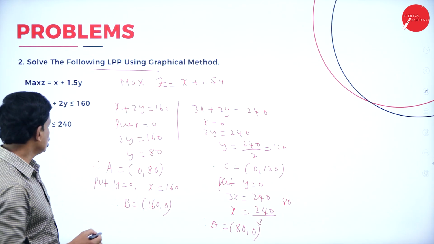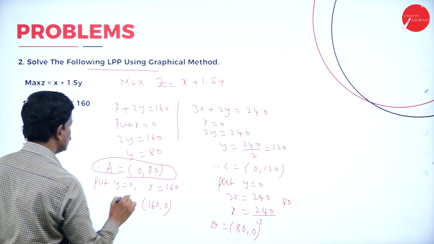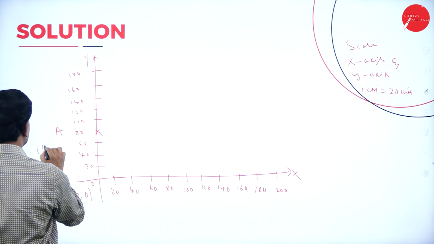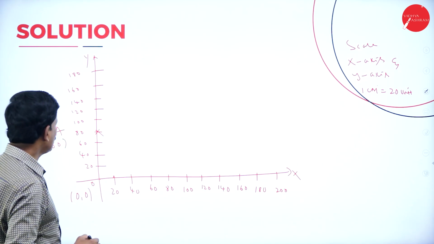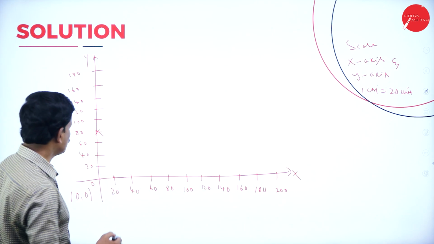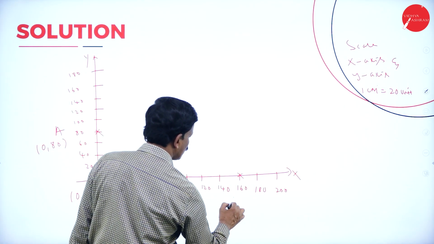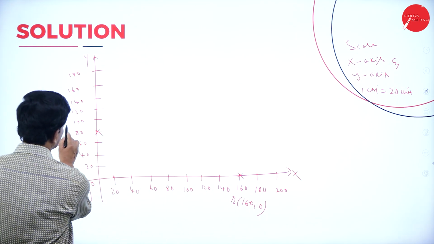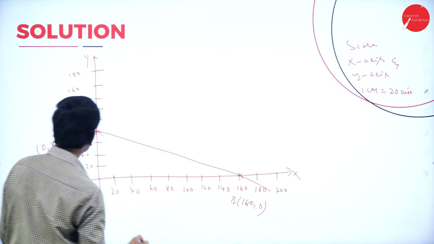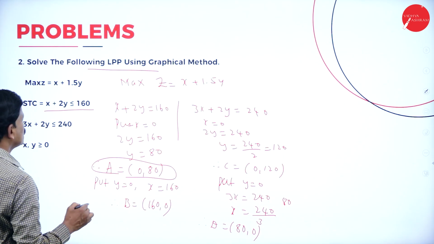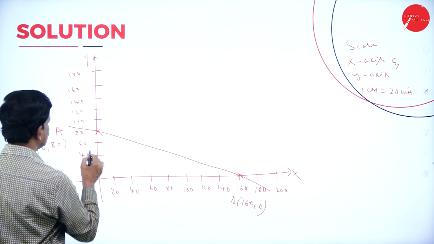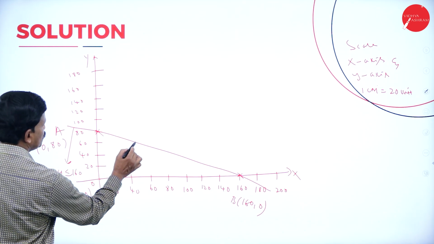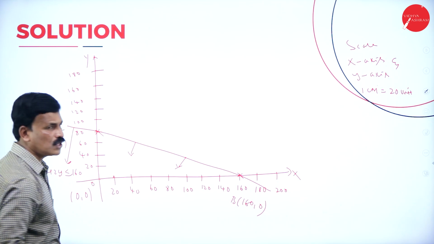Now what is the first point? A, 0, 80. x is 0, y is 80. It is A, 0, 80. Now what is another point? B is equal to 160, 0. x is 160, y is equal to 0. Now draw a straight line. What is the curve here actually? x plus 2y is less than or equal to 160 means the shaded region is towards the origin.